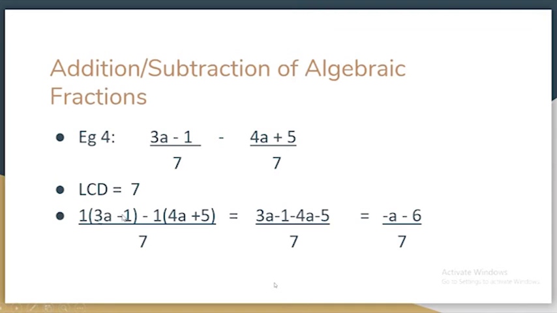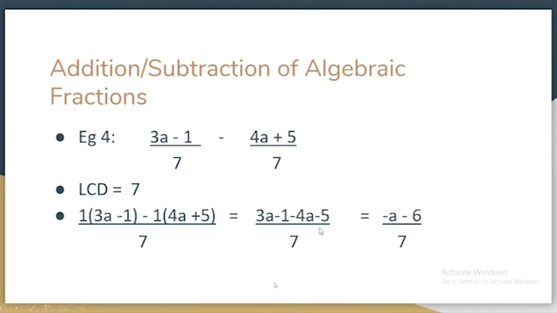Don't make careless mistakes. Now, 1 times 3A is 3A. 1 times -1 is -1. Now here, it's not 1 times 4A, it's -1 times 4A. See why the bracket is important? How many of you wrote here 4A plus 5? No, no, no. How did we get this -5? It's -1 times +5. -1 times +5 gives us -5.